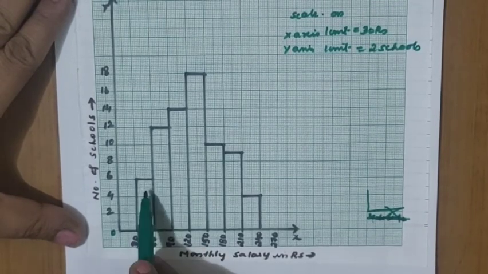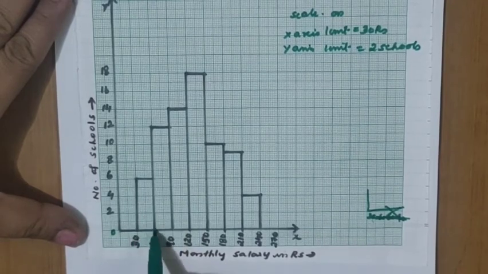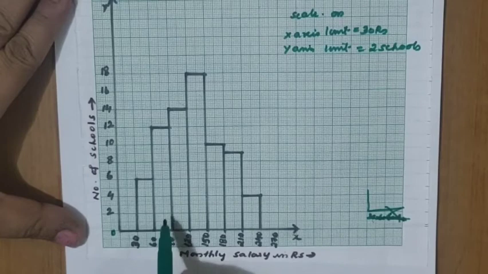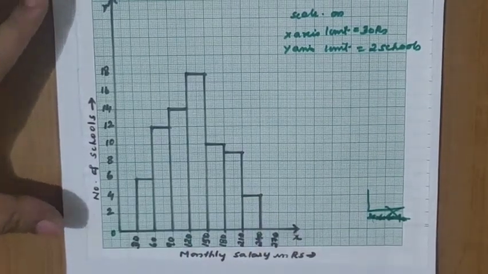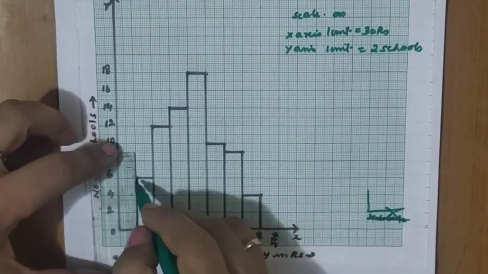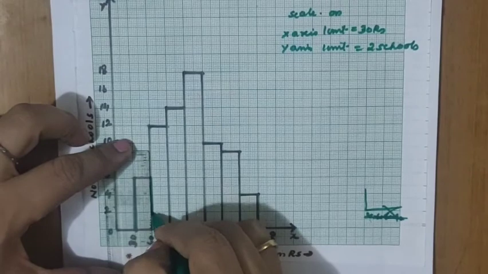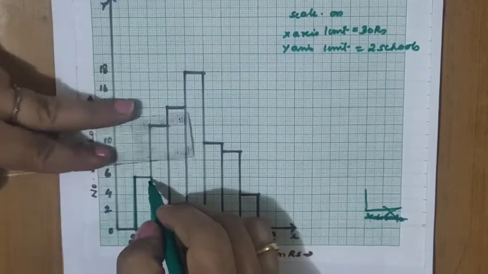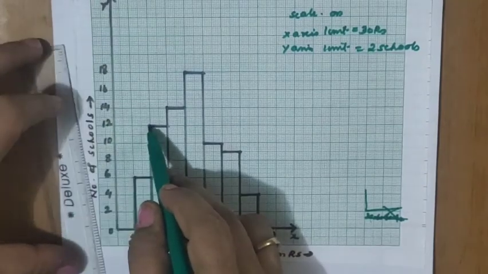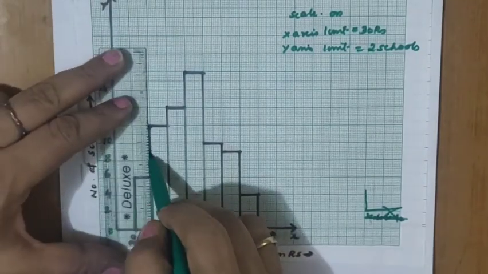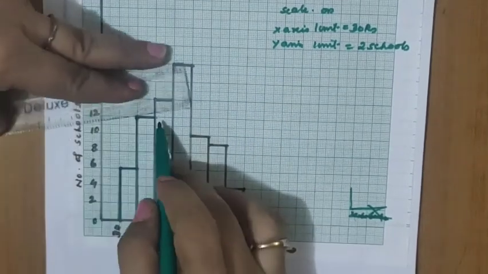For 30 to 60, what is the height? 6. So we have taken 6 as the height. Again, continuing from 60 to 90, what is the height? 12 is to be drawn, right? So we complete the first bar. Now what is the next part? 60 to 90, that means what is the height? 12, up to here. Now on 90 we complete the second bar, right?